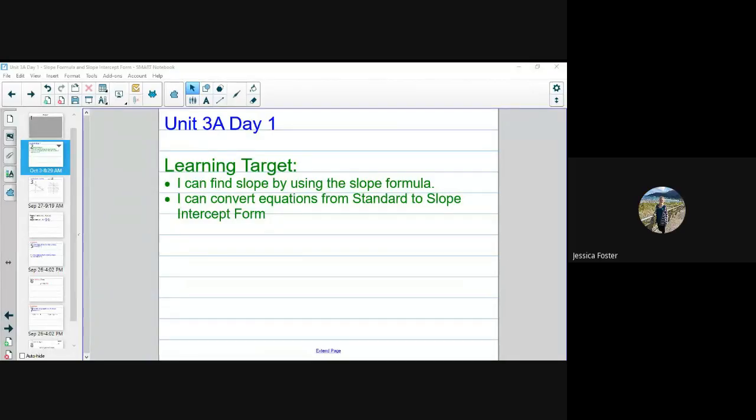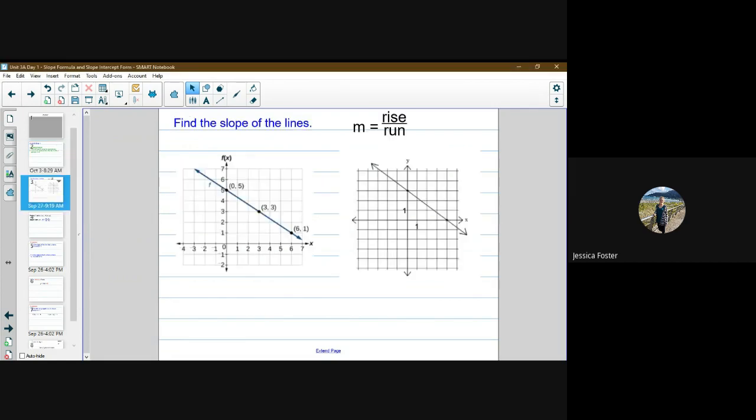Today we're going to talk about finding slope by using the slope formula, and we're also going to look at converting equations from standard form to slope-intercept form. So let's start with a quick review of slope. When we're talking about finding the slope of the line, we're talking about the steepness of the line.